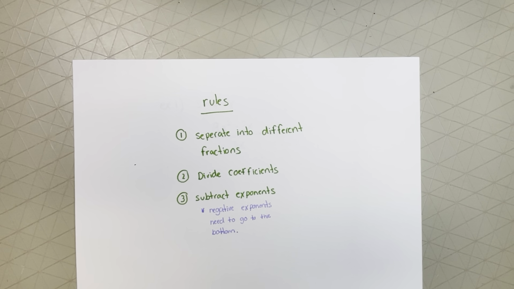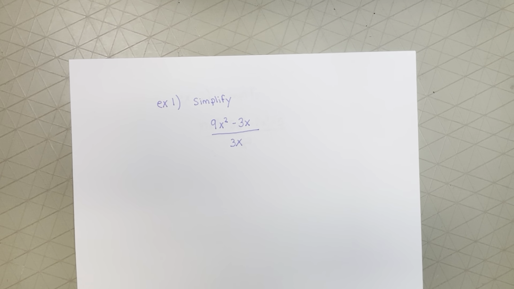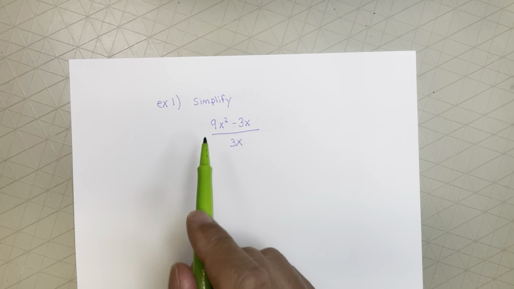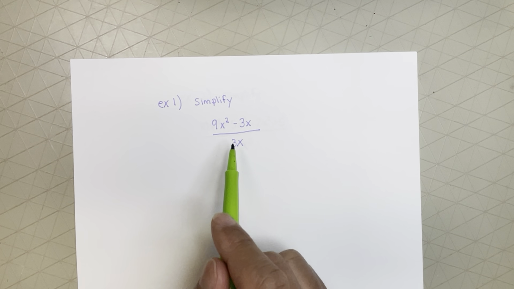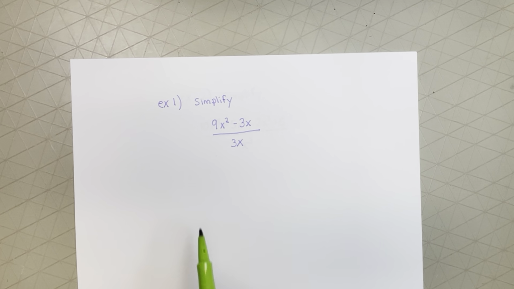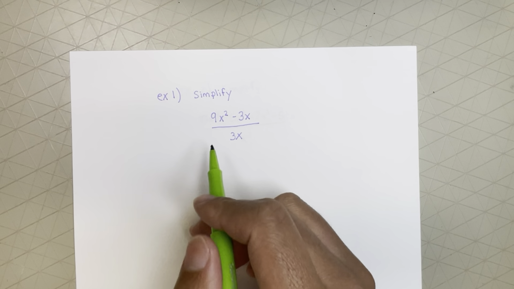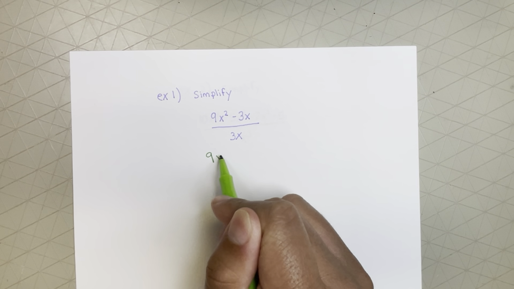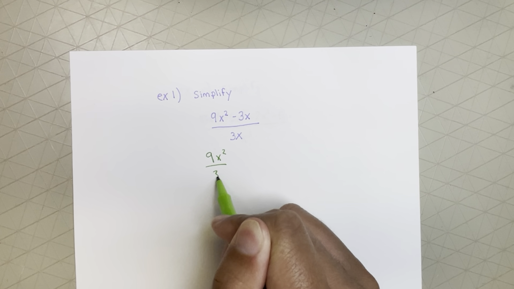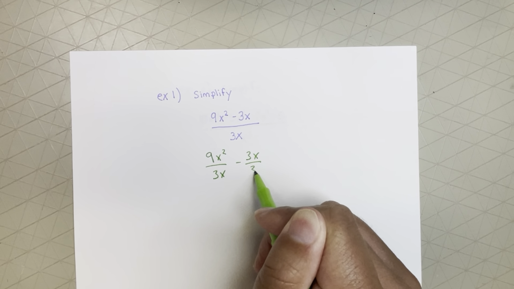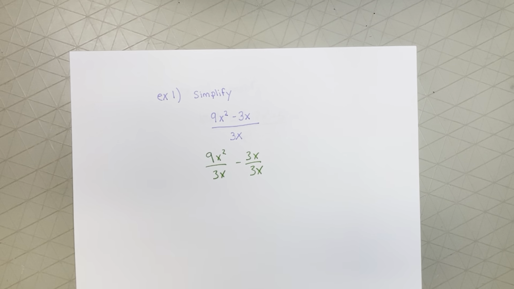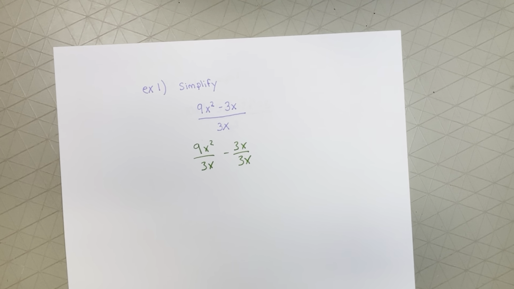Okay, so are you ready? So in the first example, they're going to tell us to simplify 9x squared minus 3x over 3x. Notice that this is a polynomial and this is a monomial. This is actually a binomial compared to a monomial. So the first step is we're going to simplify this by rewriting this as 9x squared over 3x. Step 1 is separating. However many terms I have on top, that's the number of fractions I'm going to have. Now next, I'm going to do the steps.